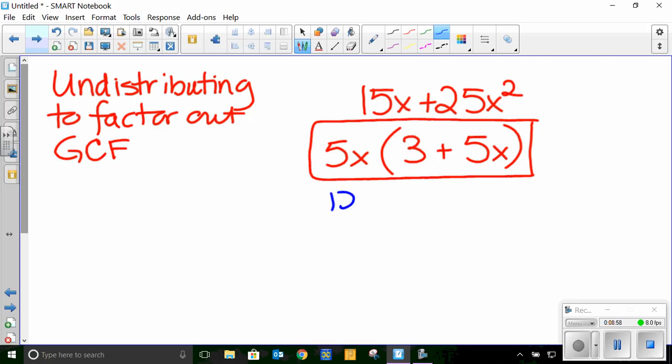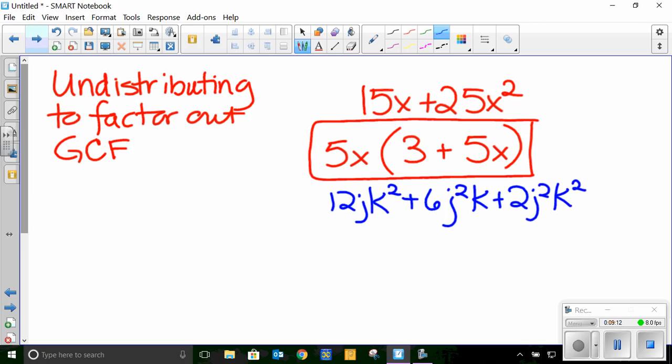We have 12jk squared plus 6j squared k plus 2j squared k squared. These always kind of drive me crazy because I get all my letters and numbers mixed up with this. All right, let's start with the easy part. Let's take out the largest number that we can take out. Well, between 12, 6, and 2, the largest number I can pull out is 2. And now I'm going to have a big parentheses here for the rest of what I'm doing. Fortunately, it's all going to be adding, so that part makes it easy.